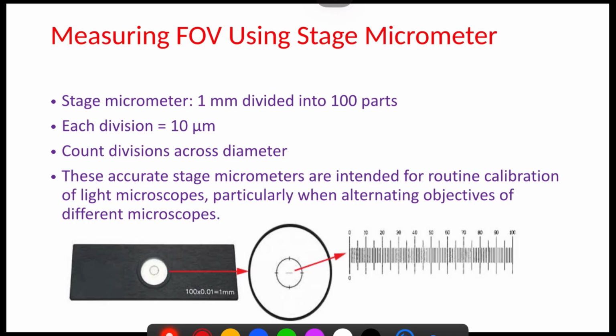This stage micrometer is available commercially. It is intended for routine calibration of a light microscope when alternating objectives of different microscopes are used. This stage micrometer has 1 millimeter divided into 100 parts. So each division is 10 micrometers, right?